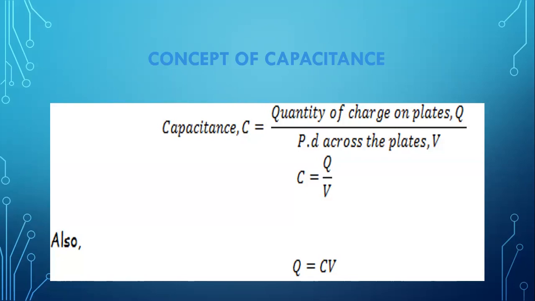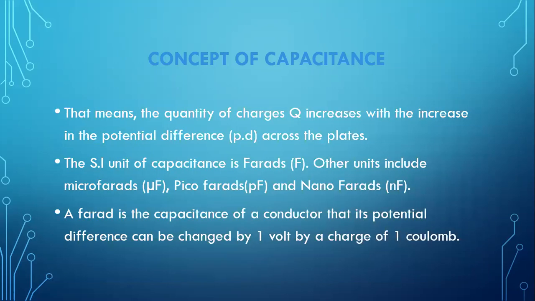Or making Q the subject, the quantity of charge on the plates, then Q equals CV, that is the quantity of charge on plates equals capacitance times the potential difference across the plates. This means that the quantity of charge increases with the increase in the potential difference across the plates. The quantity of charge is directly proportional to the potential difference across the plates.